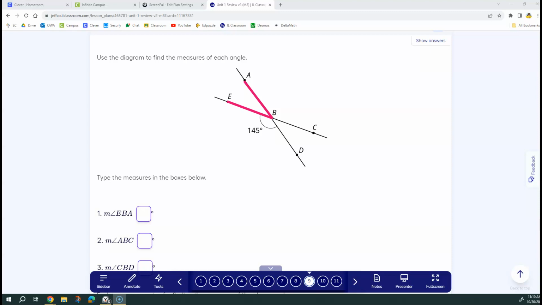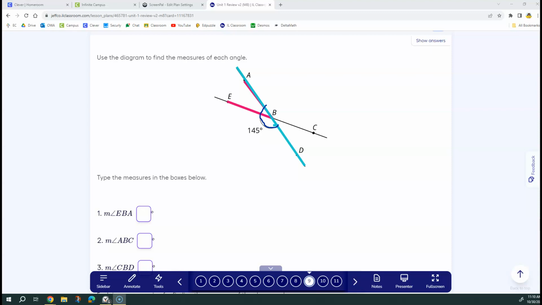Now, this is something else we should notice: this line right here, this whole thing, when you add the two pieces together, what's that going to add up to be? Yep, that's going to be 180 degrees total if you add it up. So if this bigger chunk right here is 145 degrees, what's the smaller chunk going to be?